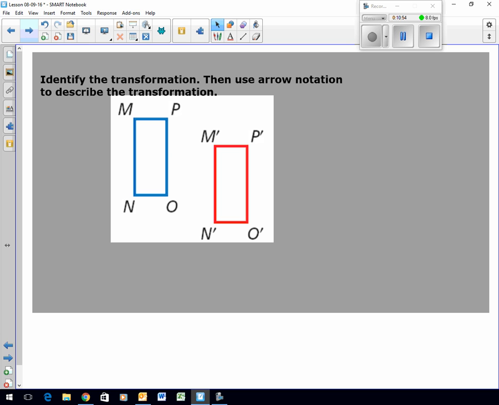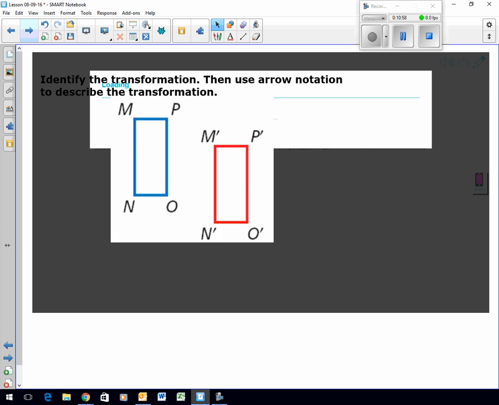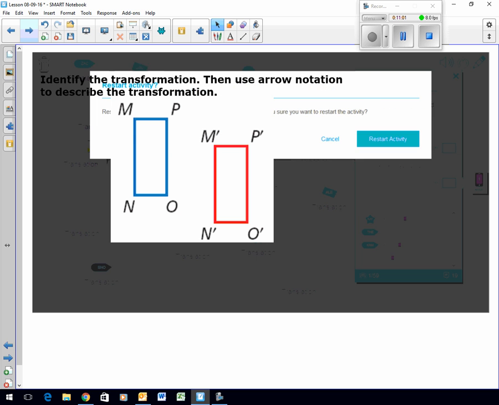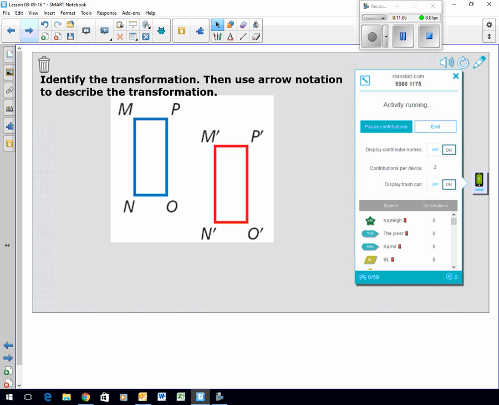Last one. Let's go interactive. Get out those phones again, classlab.com. I want this to restart, start it up. Okay. Tell me, you can text it, please. Tell me what type of transformation this is. Is it a reflection? Is it a rotation? Is it a translation? Or is it a dilation?